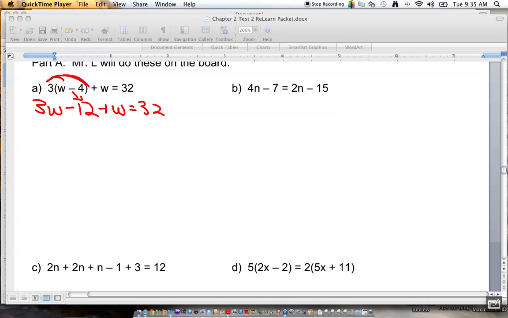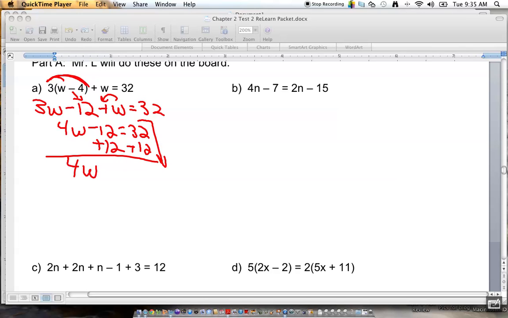Plus W is 32. Now you have to ask yourself, is it a same side situation or an opposite side? It's the same side. So if I have 3 W's and this is another positive W, that's 4 W's. Minus 12 is 32. And now we're at a standard 2-stepper. Plus 12, 4W is equal to 44. Divide by 4. W is 11. And there is my correct answer to the first one.